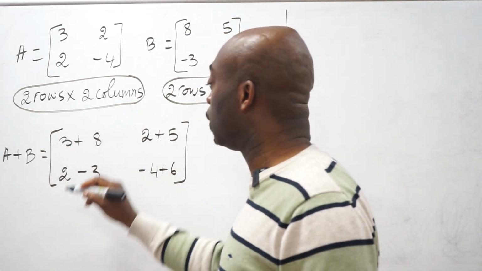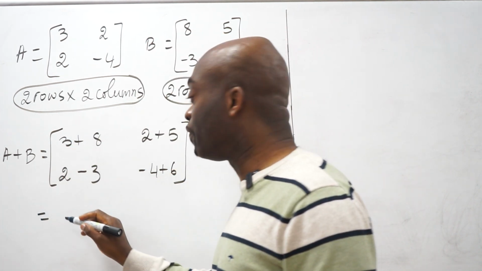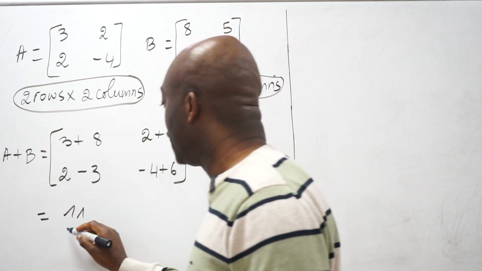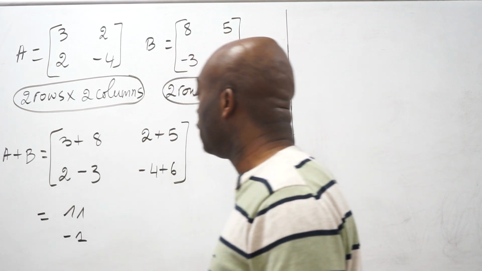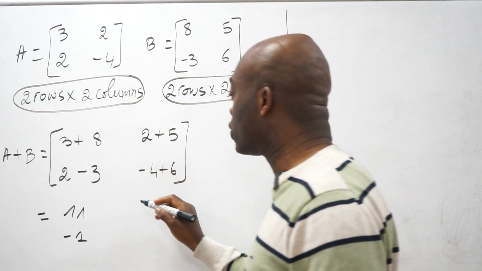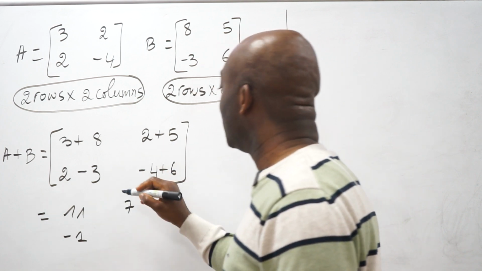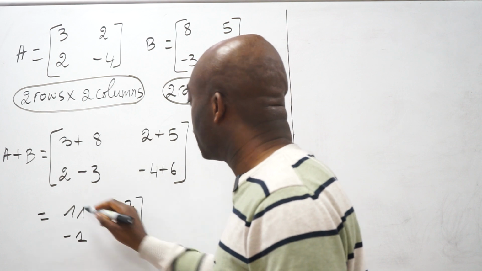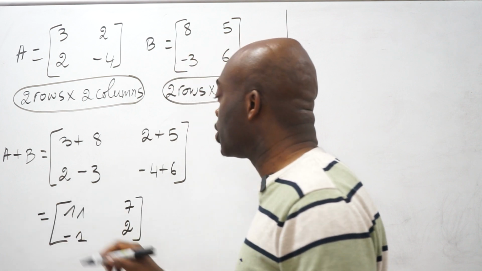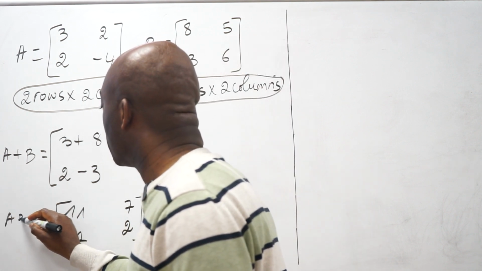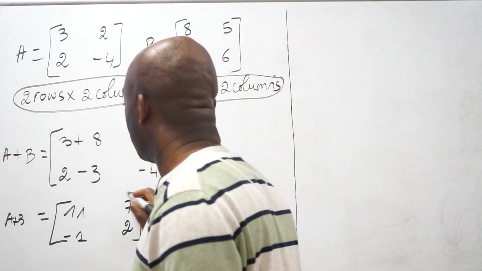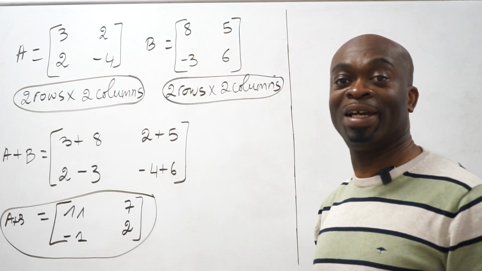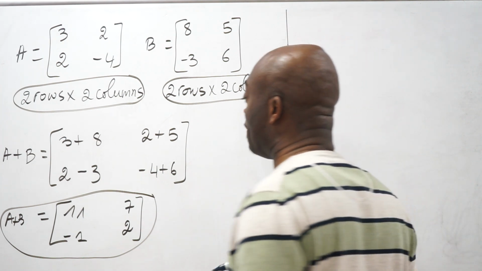What is 3 plus 8? That will give us 11. 2 minus 3 is negative 1. The bottom: 2 plus 5 is going to give us 7. Negative 4 plus 6 is going to give us positive 2. And ladies and gentlemen, A plus B, we are finished with it. All right, so now let's go to A minus B.